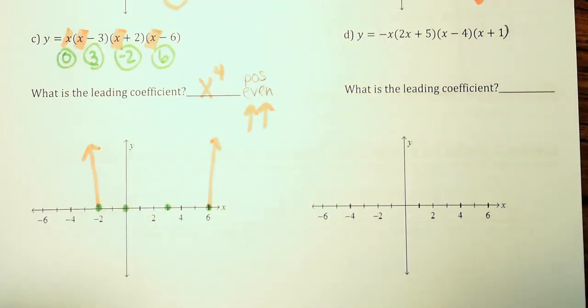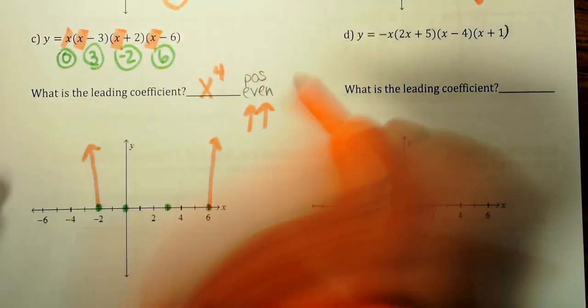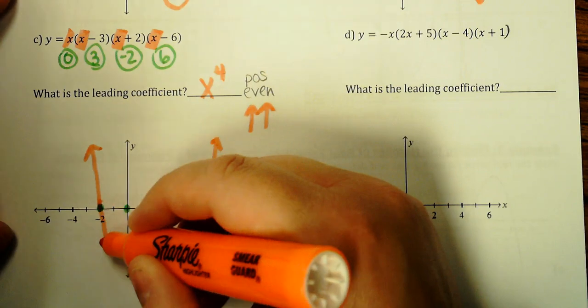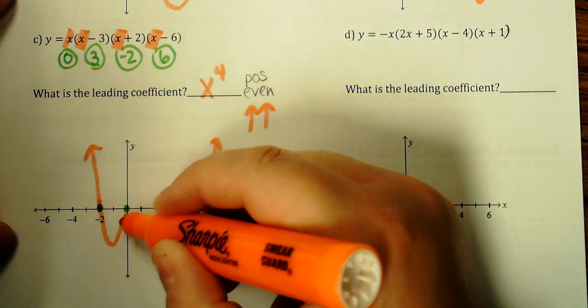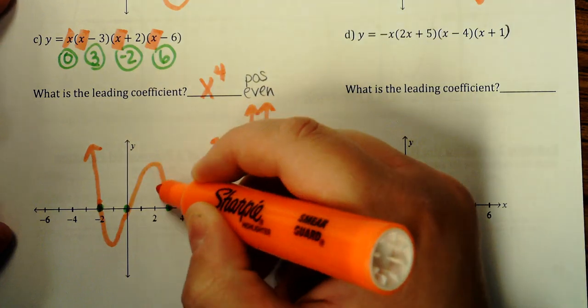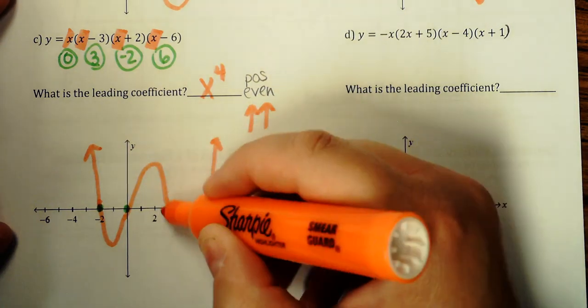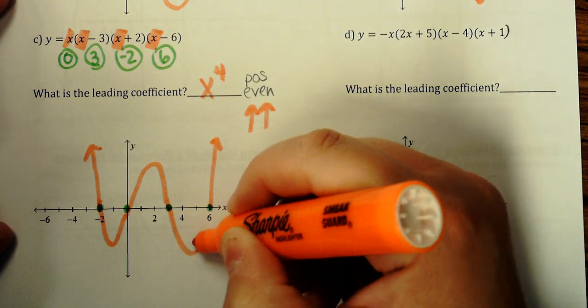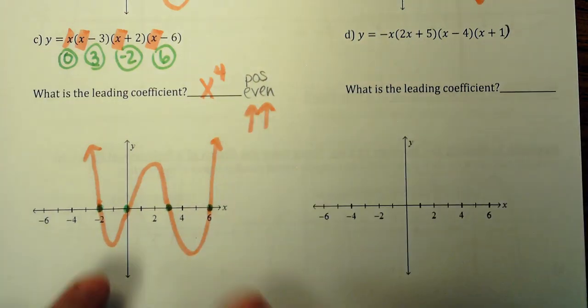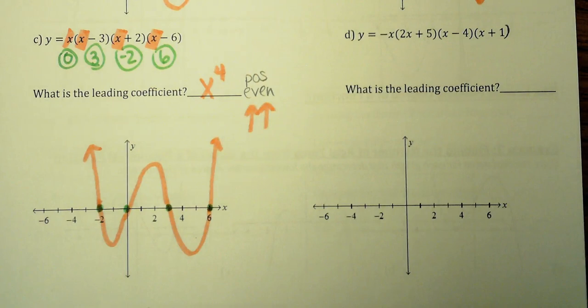Okay, now we're just going to, no multiplicities, we're just going to wave right through the x-axis. So I'm going to go through the x-axis, but I know I have to come back up to go through 0. Go through the x-axis, but you know you have to come back down to go through the 3. Go through the x-axis, but you know you have to come back up to go through the 6. It should look something like that. Again, these are just sketches. I'm looking for, do you have the correct end behavior, and do you go through the correct zeros?